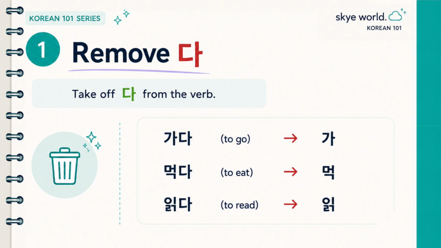Step 1. Remove ta. Step 1 is very simple. First, remove ta from the dictionary form. For example, 가다 becomes 가, 먹다 becomes 먹, 읽다 becomes 읽. After removing ta, you will add either ayo or oyo depending on the vowel. So remember, dictionary form minus ta.